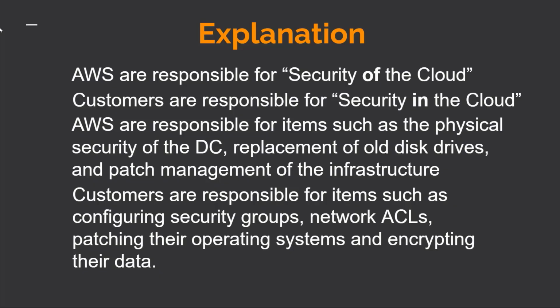Explanation. AWS is responsible for security of the cloud. Customers are responsible for security in the cloud. AWS is responsible for items such as the physical security of the DC, replacement of old disk drives, and patch management of the infrastructure. Customers are responsible for items such as configuring security groups, network ACLs, patching their operating systems, and encrypting their data.